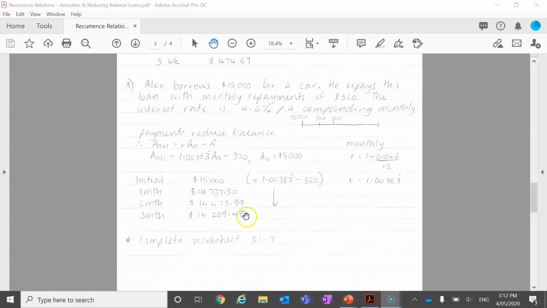I've worked that through here to see that after 3 months his account balance will be $14,209.48, and I would expect that that would be decreasing over time. That's the end of the first part of our lesson, the main part of our lesson today.